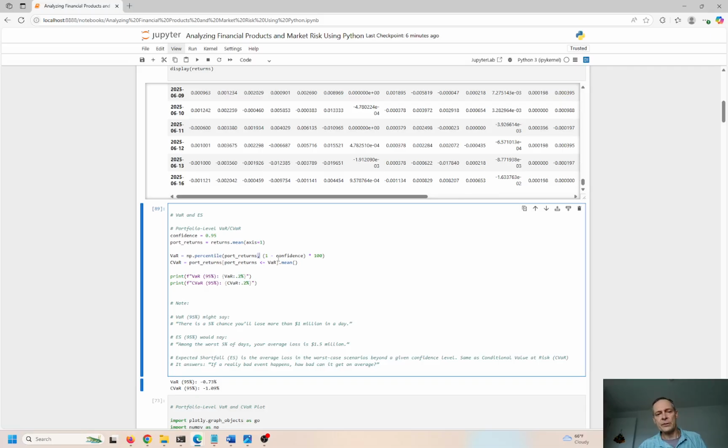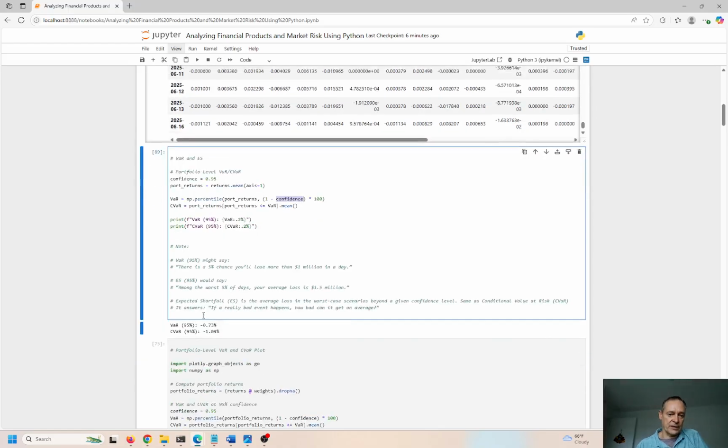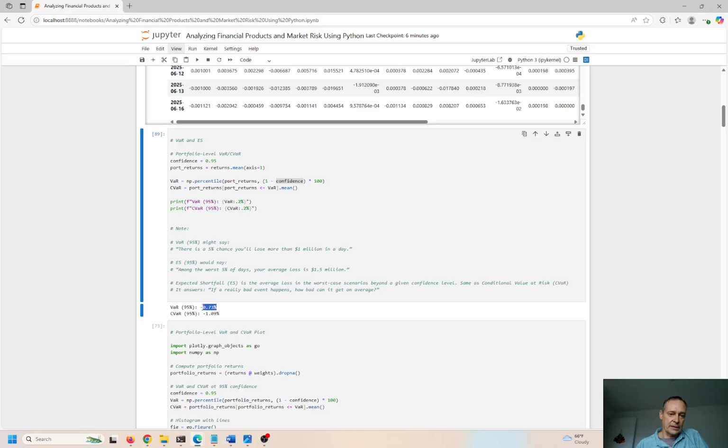So we would just want to know, within a certain confidence, 95% of the time, how much is the portfolio going to drop. So we have the answer right here, negative 0.73%, so 0.7%, and an extreme VaR or expected shortfall, in this case CVaR, 1.9% drop in the value of the portfolio.